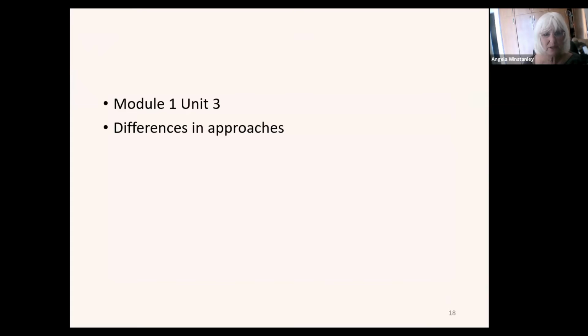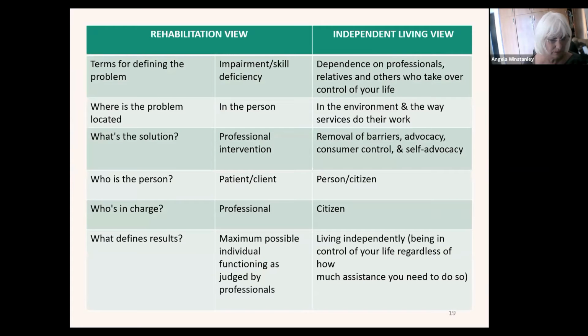So if we go to differences and approaches, we can see on this slide here the rehabilitation view as opposed to the independent living view. So in the rehabilitation view, we've got areas like the terms for defining the problem: impairment, skill, and deficiency.